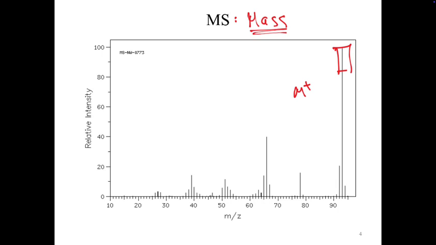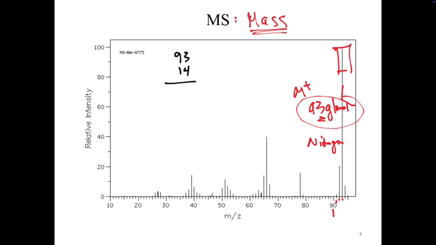What does that mean? 93 grams per mole is the molar mass of my compound. Because it is odd, I know nitrogen is present. Nitrogen weighs 14. 93 minus 14 is where I've got to slow down, I can't do that calculation. 79, thank you. Okay, that 14 was my nitrogen.